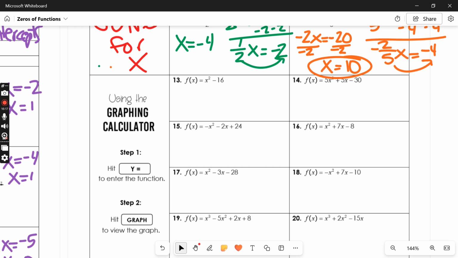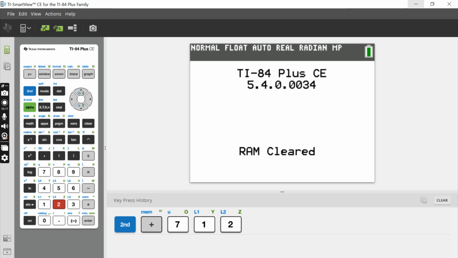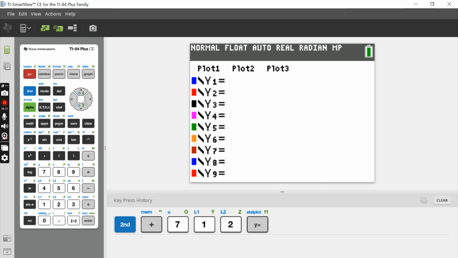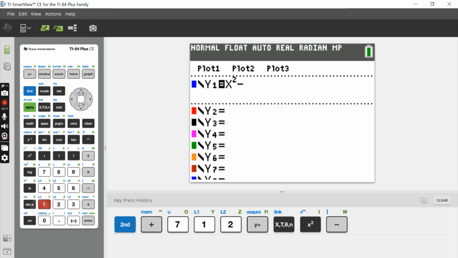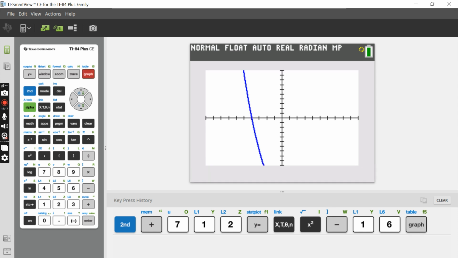So our first one is x squared minus 16. So I'm going to hit y equals, which is a gray button at the top left. I'm going to type x squared minus 16. Remember that x is next to the green alpha button. And yours should look just like this. You won't have the colored squares, but other than that. Then I'm going to hit graph, which is the gray button at the top right.